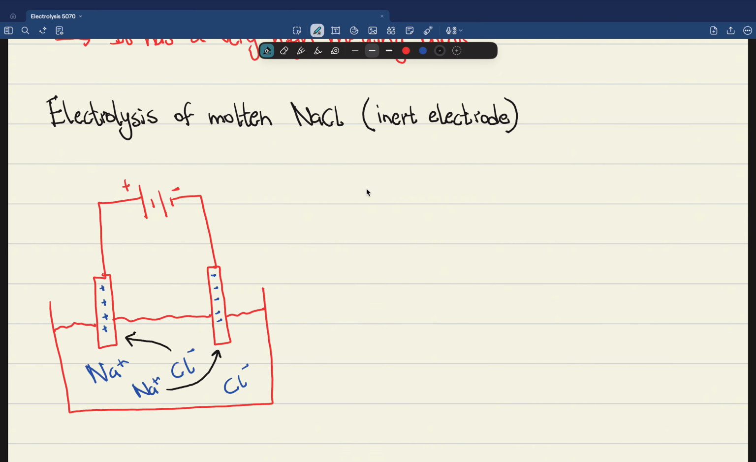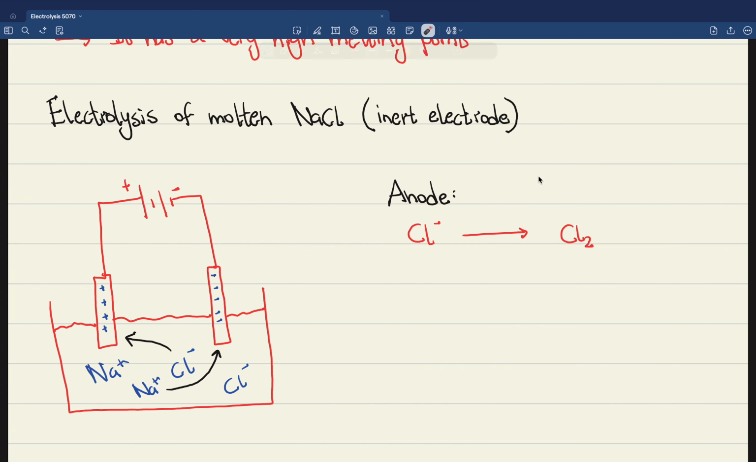Okay, let's write the equation. Let's talk about the anode. Anode पे क्या हो रहा है? Anode पे we have chloride ion going. Let's write its initial and final states. Initial and final forms. The initial form is chloride. What's going to be the final form? The final form is going to be Cl2, right? Again, it's a halogen, just like bromine. It exists as a diatomic molecule.